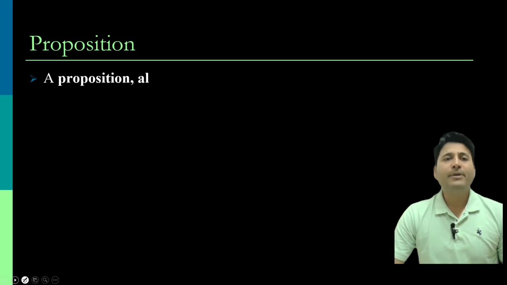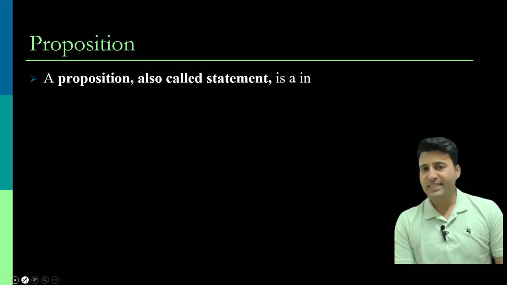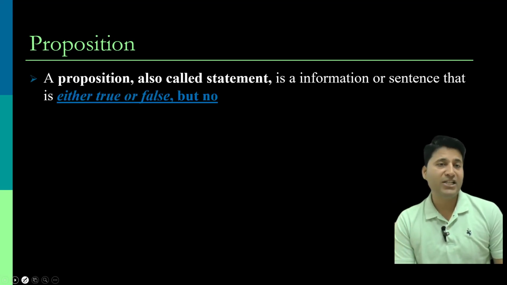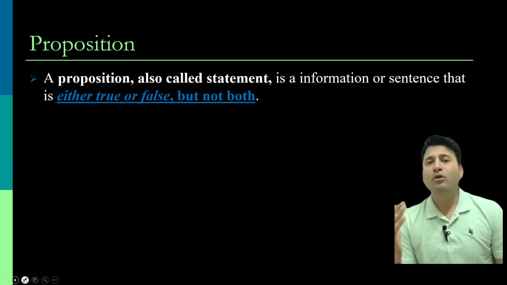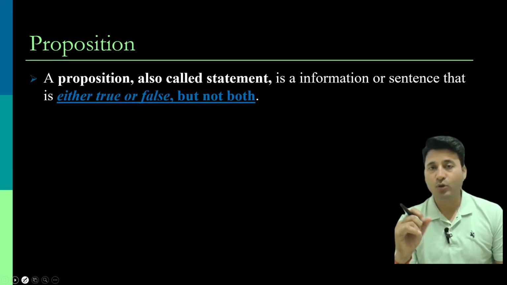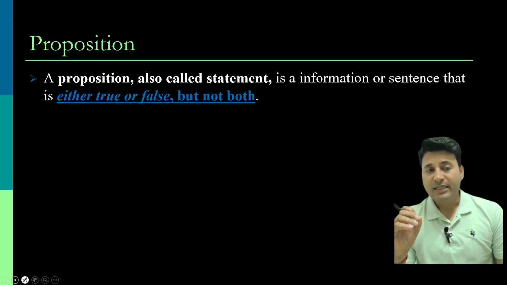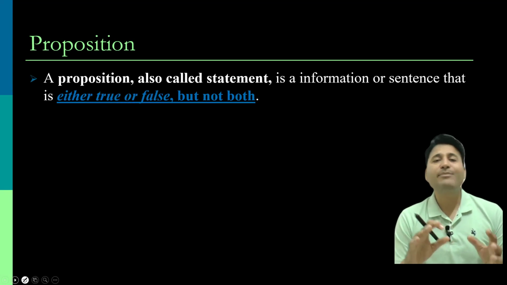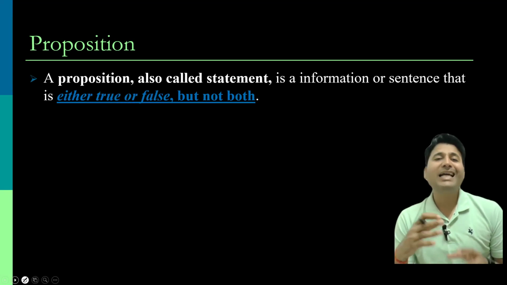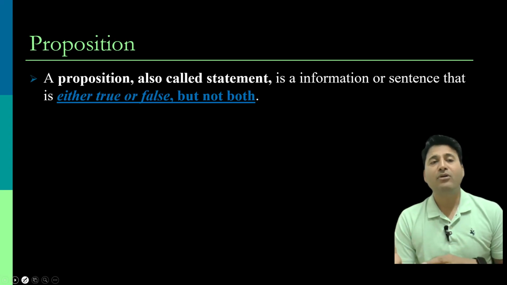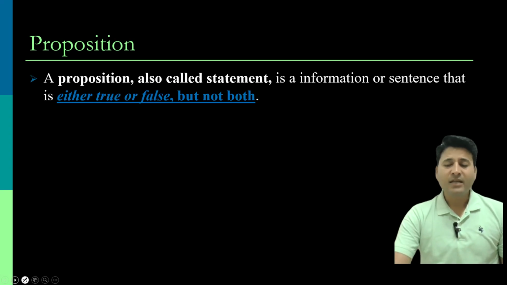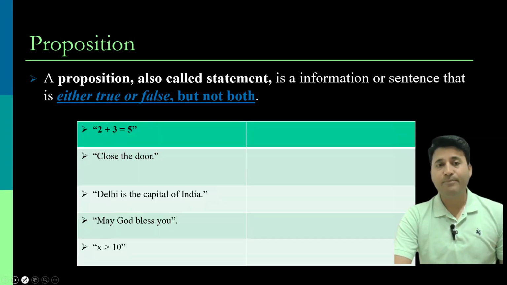A proposition, also called a statement, is an information or sentence or mathematical expression which is either true or false, but not both. It must be either true or false, but it can't be sometimes true and sometimes false. If that scenario is there, we will not call it a proposition. Now let us take a few examples.